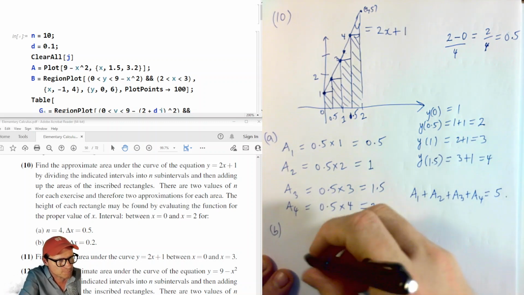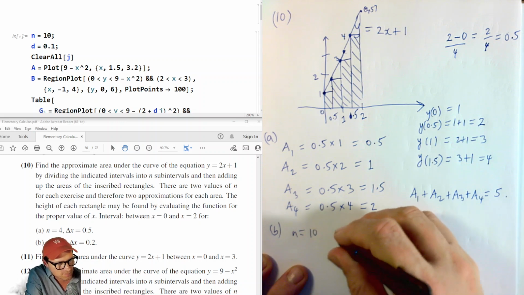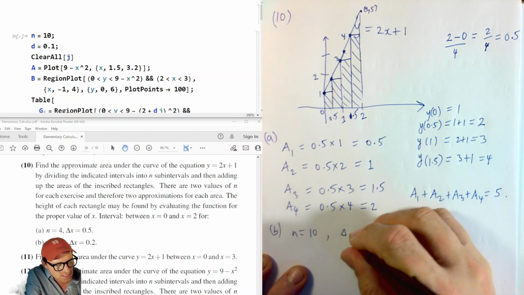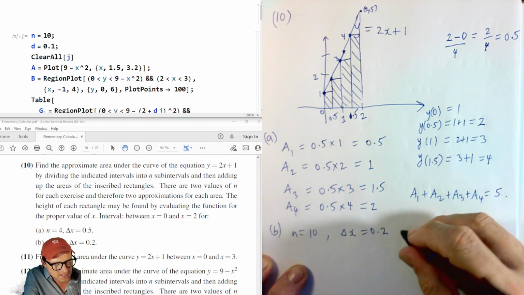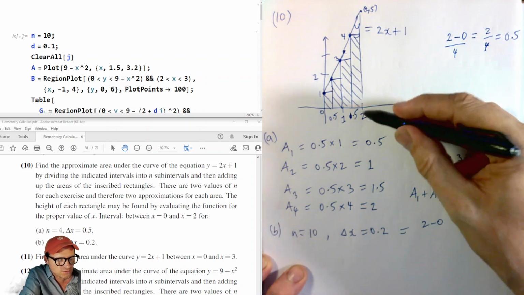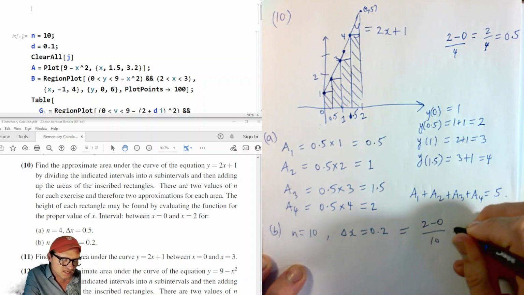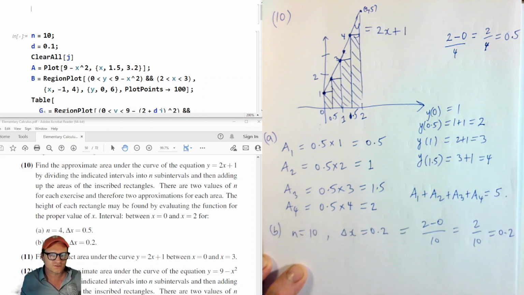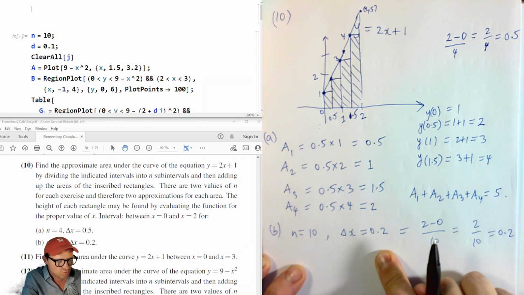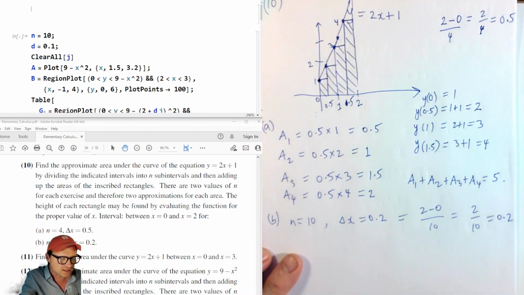So part B, here we have n equal to 10, and so the step size delta x is then 0.2. Note that that is 2 minus 0, the difference of the endpoints, divided by 10, and that's 2 over 10, which is 0.2. So that's how they get the 0.2 there. This is the width of our rectangle when we add these up. Now let's just do the first one by hand.